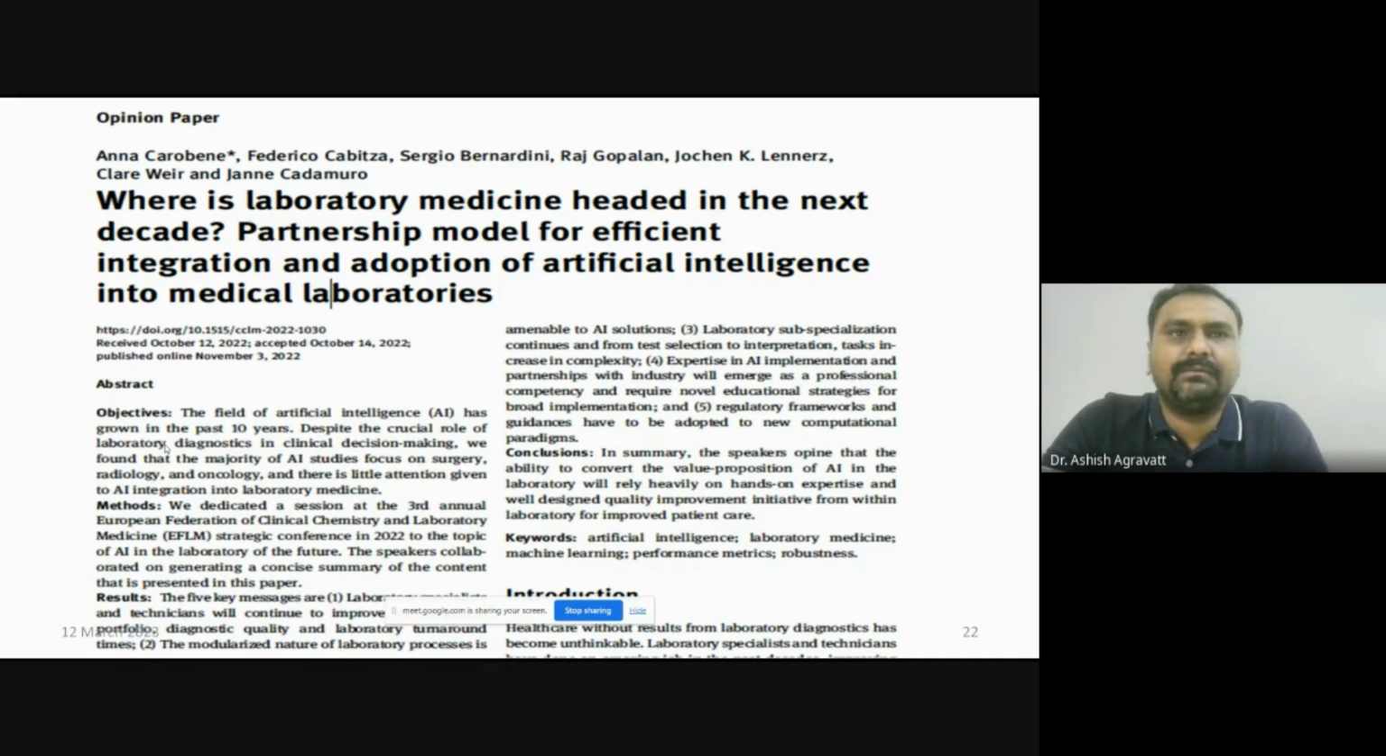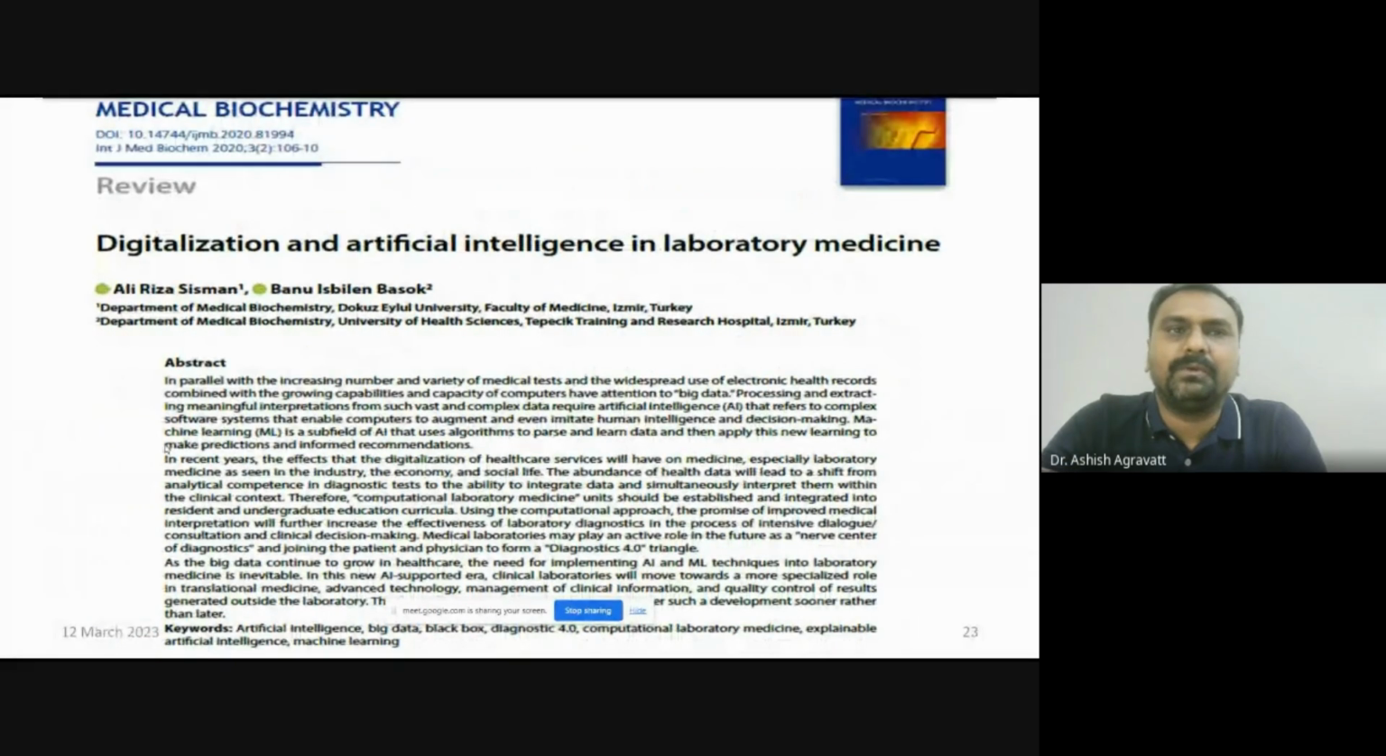So this is a very good opinion paper. You can take a screenshot of this. I'm sharing a few references that are used in clinical biochemistry laboratories. Where is laboratory medicine headed in the next decade? Partnership model for the efficient integration and adoption of artificial intelligence in the medical laboratory. This is a very good opinion paper. One more is digitalization and artificial intelligence in laboratory medicine.